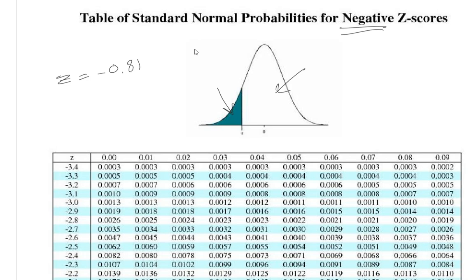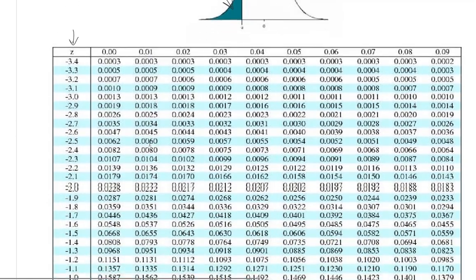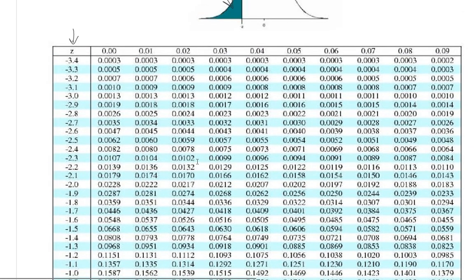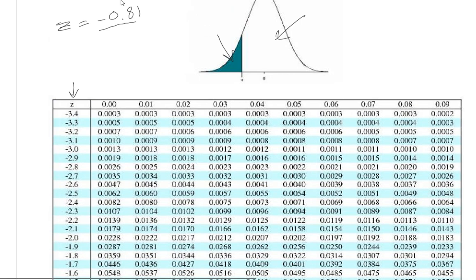So that means our column that we start with, the z, should be looking for negative 0.8. So that means we got to scroll down until we find negative 0.8, which is right there. And that gives us the first decimal point. We want then the second decimal point to be a 1. So that means we want this column right here. That together would make negative 0.81.